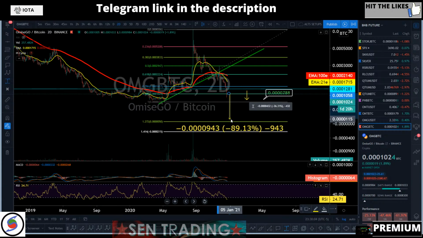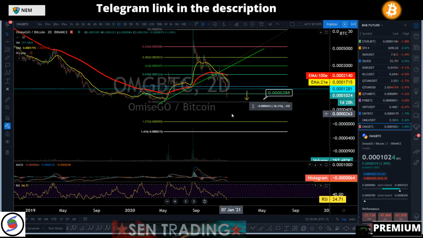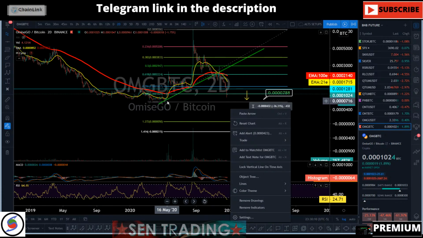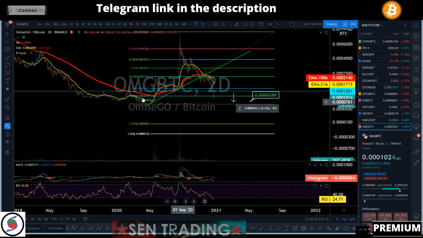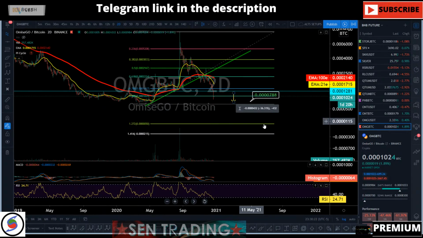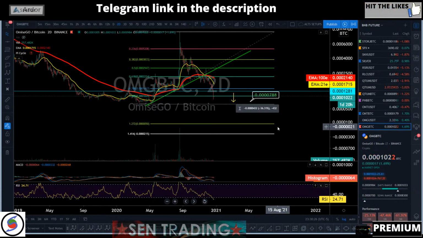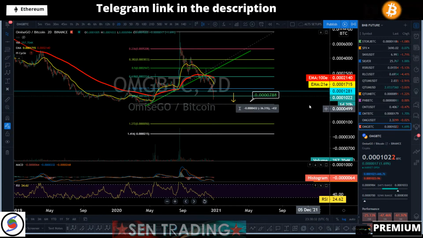But it might not be that way. So let's see what type of support we're going to get at 7,000 first before we speculate about breaking the support area back in May, stuff like that, right? So let's check out OMG USD.